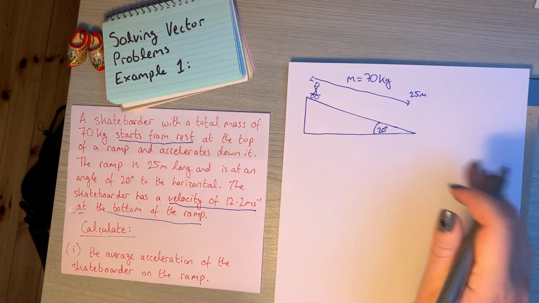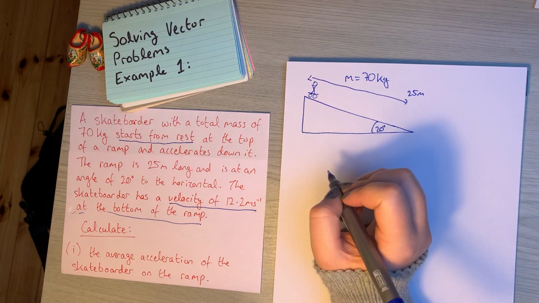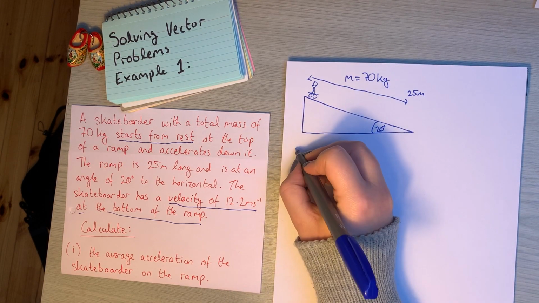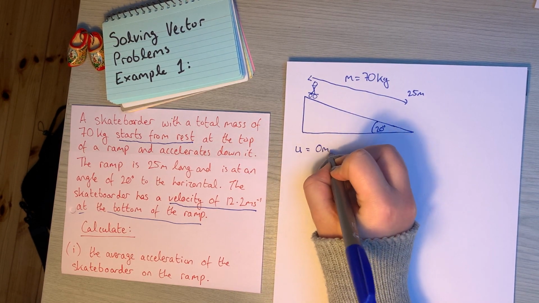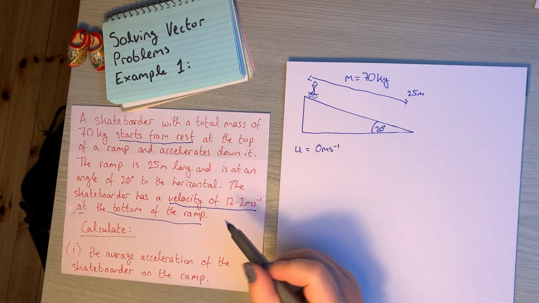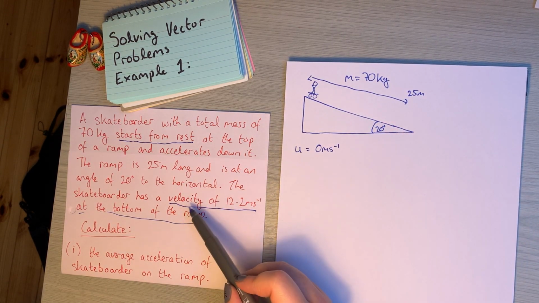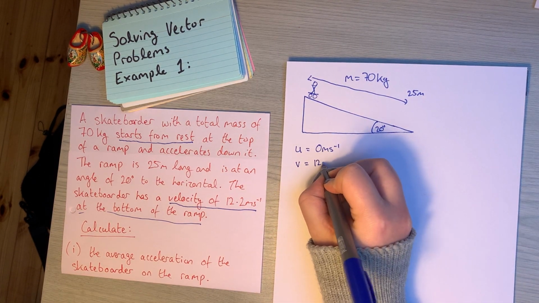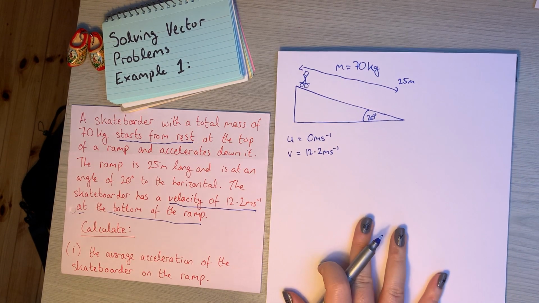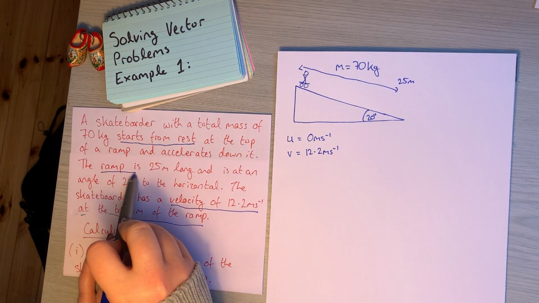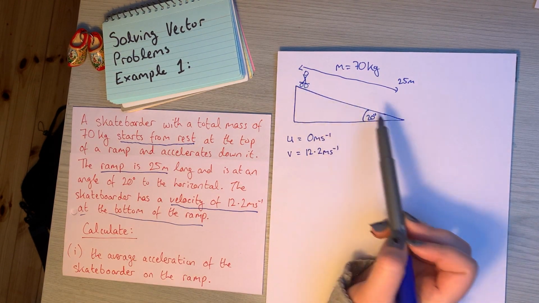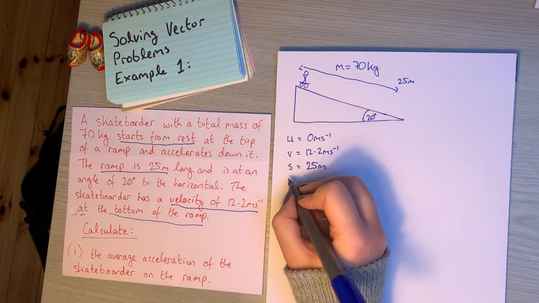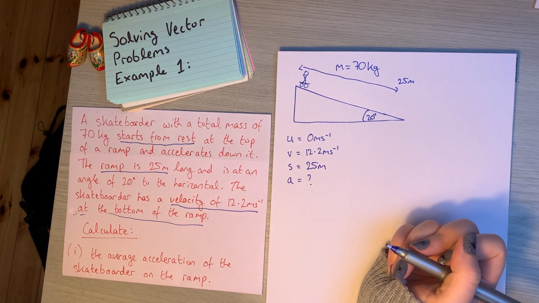All right, so let's have a look more so at the figures of what we have. So we're told he starts from rest at the top. So when he's here, his initial velocity u is equal to 0 meters per second. And when he gets down to the bottom, his velocity then is 12.2 meters per second. So we can write that as v is equal to 12.2 meters per second. And the ramp is 25 meters long. So from here to here, he's had a displacement of s is equal to 25 meters. And we're looking for his average acceleration a.